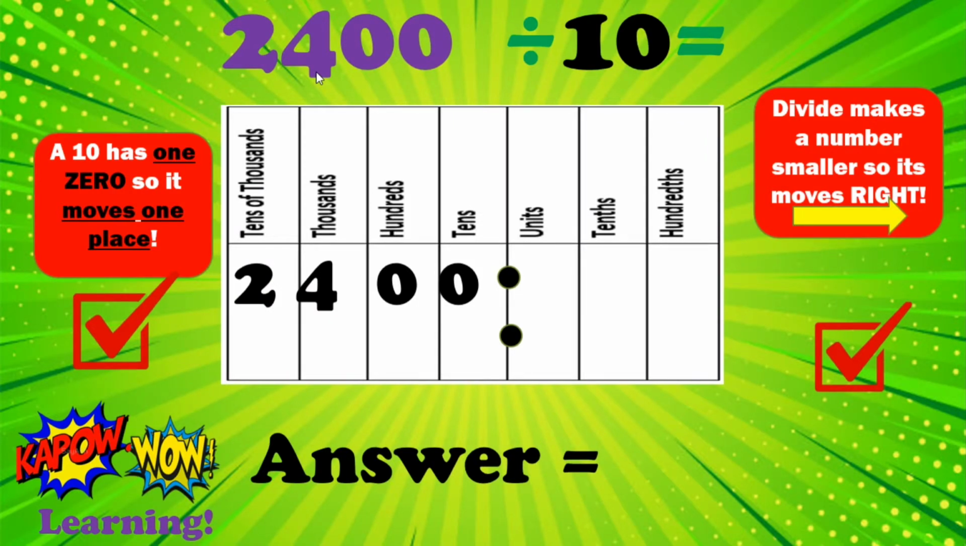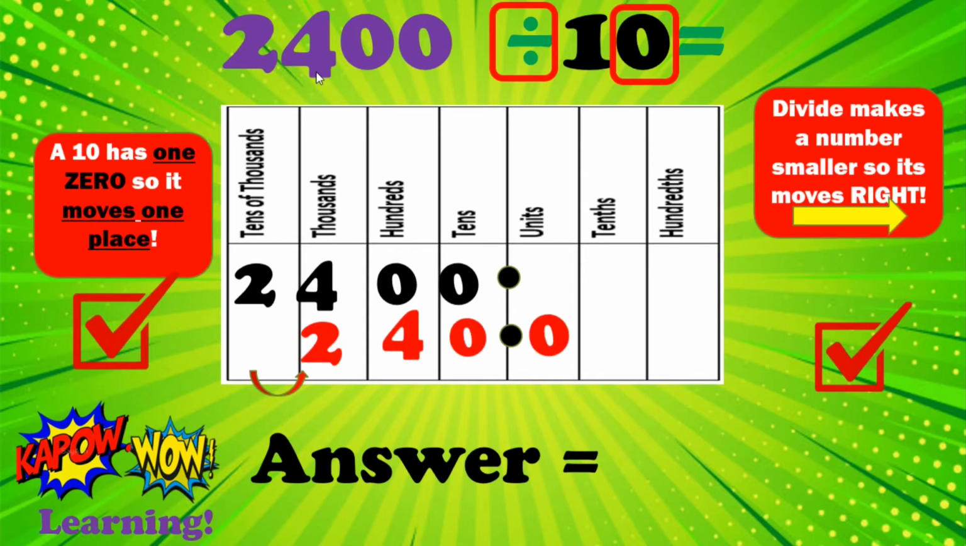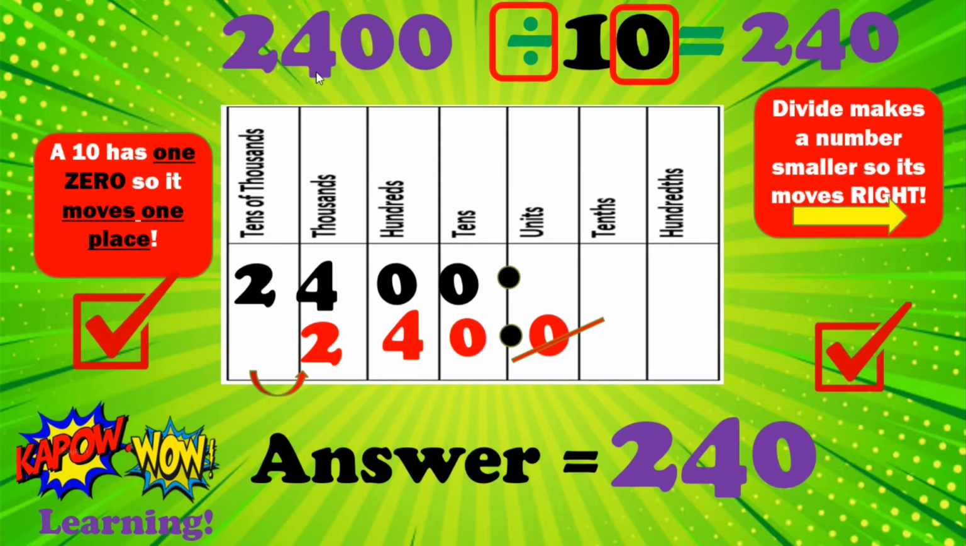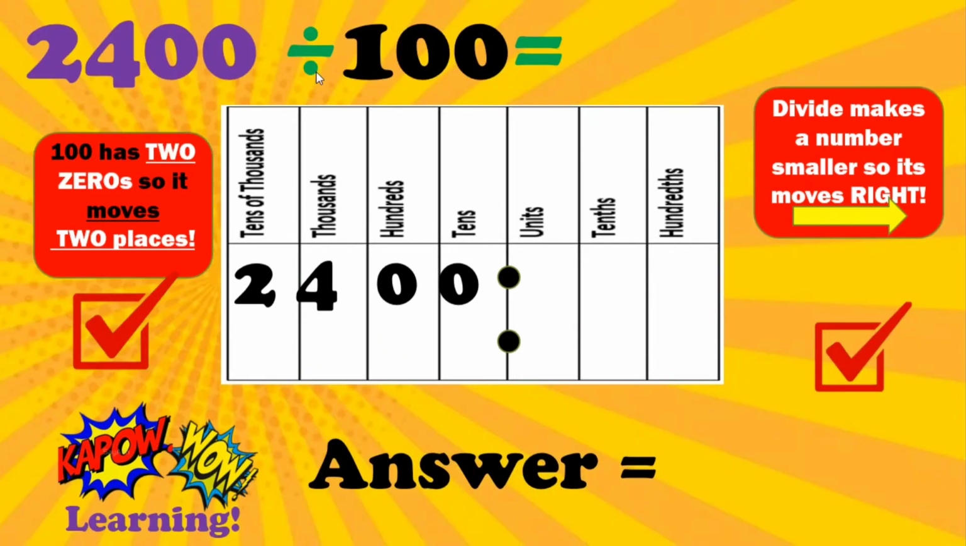So 2,400 divided by 10. Well, I'm going to circle the 10 because a 10 has 1 zero, so it moves one place. But also, we've got a division. Divide makes a number smaller, so it moves to the right. So we're going to move one place to the right. We put the 2, the 4, the 0 there, but we don't use that final 0. So our answer is 240. Excellent.